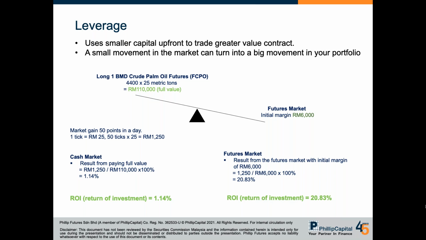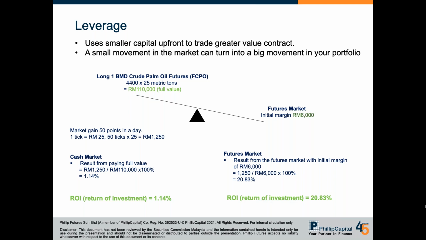So for example, today the market gains 50 points in a day, which means the market goes uptrend 50 points. One tick equals 25, and 50 ticks equals 1,250. So in the cash market, what is the amount of return on investment you will get as a result of paying the full value?